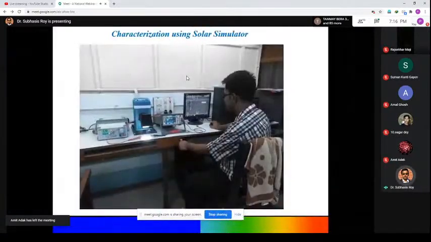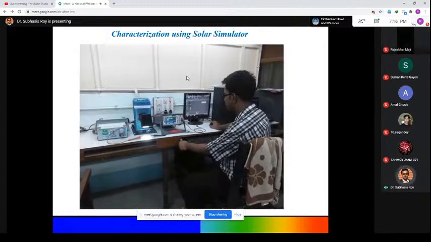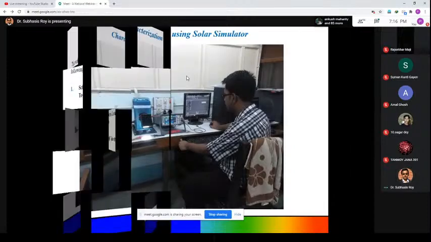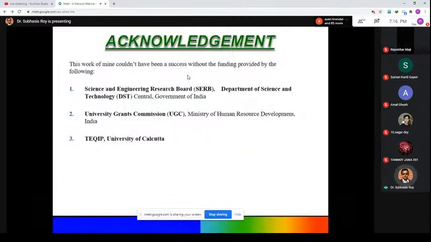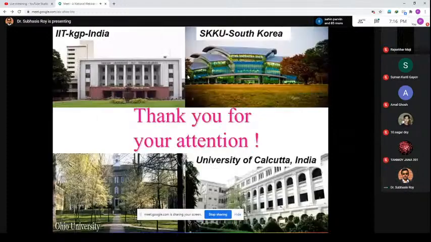And this is my lab, where solar cell measurement is going on using the solar simulators, and my PhD student is working on measuring the electricity. And lastly, I thank my funding agencies, ACRB, DST, UGC, and Calcutta University, for supporting me with funds. Thank you very much.